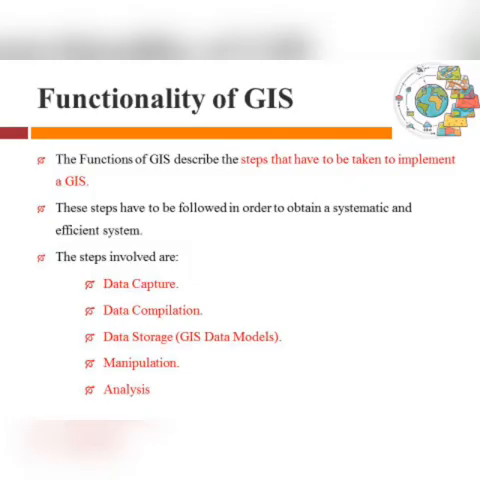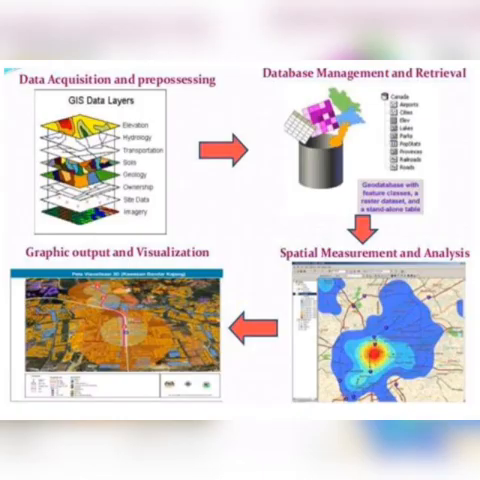Next one is the functionality of GIS. The functions of GIS describe the steps that have to be taken to implement a GIS. These steps have to be followed in order to obtain a systematic and effective system. The steps involved in GIS are data capture, data completion, then data storage, manipulation, then analysis. This picture shows a clear cut view of the functionality of GIS.